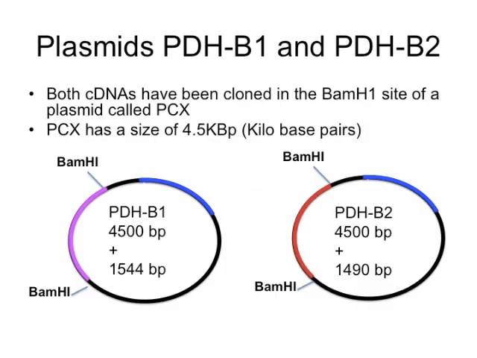You will have 2 plasmids containing the 2 clones, PDH-B1 and PDH-B2. They're both cloned into the BamHI site of the pCX plasmid, and note the 2 different sizes of the inserts.